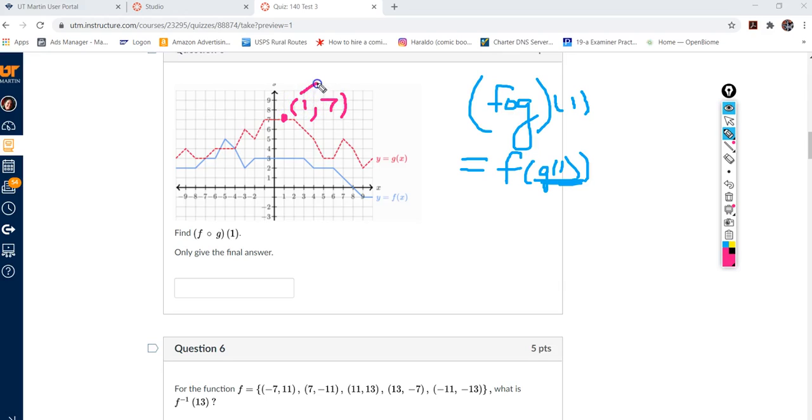And what does G do? It maps 1 into 7. So I come back here, and G evaluated at 1 is equal to 7. So that's the same as F evaluated at 7. Now I look at the blue graph, and I find the point whose x coordinate is 7. There it is, and that's 7, 1. And F maps 7 into 1. So F evaluated at 7 is equal to 1.